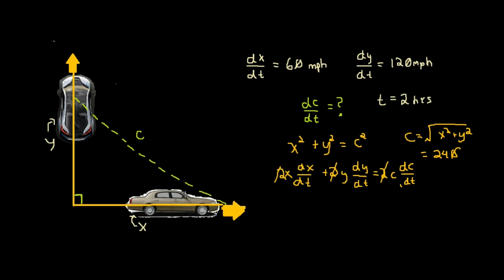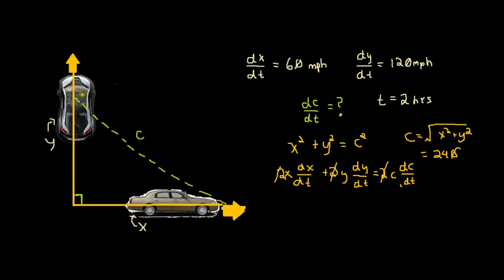One car travels north. This is car Y. It travels at a speed of 120 miles per hour. Car X travels east at a speed of 60 miles per hour. What is the rate of change of the distance between the two cars?